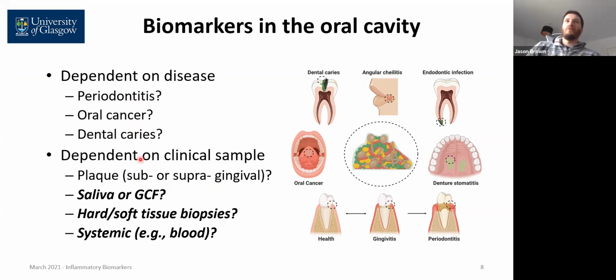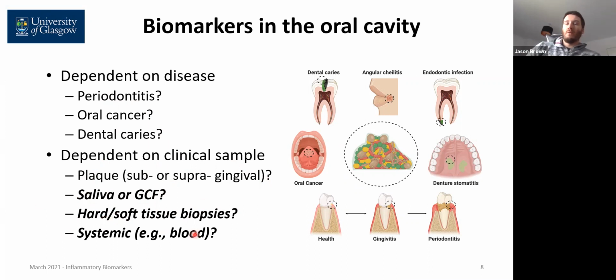On the other hand, if you want to go down the immunological route with your research proposal, then things like saliva or GCF would be excellent examples. The GCF specifically would be chosen if you were looking at periodontal disease. Saliva, on the other hand, would be maybe chosen if you're looking at generic markers of oral cancer, for example.